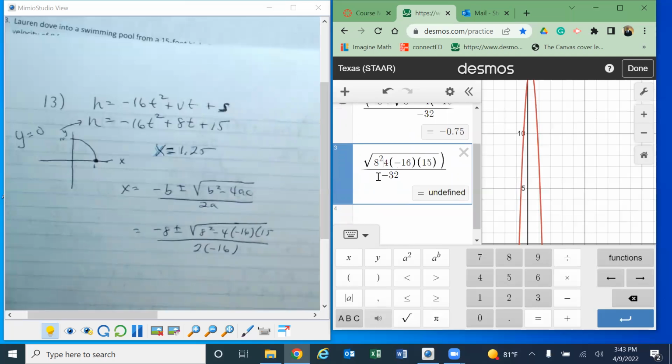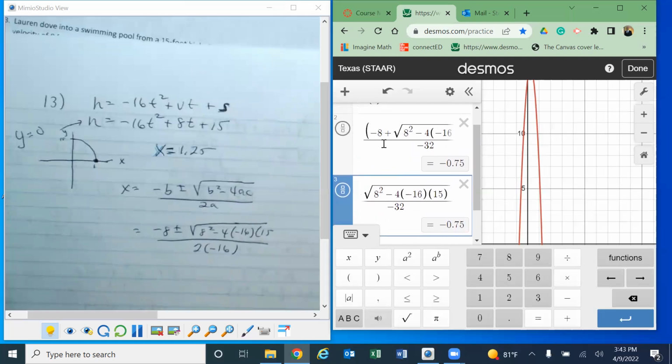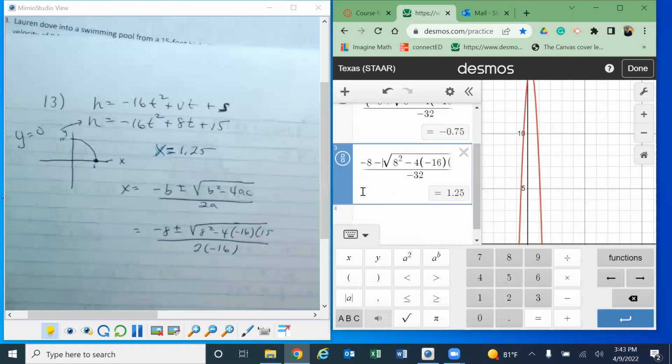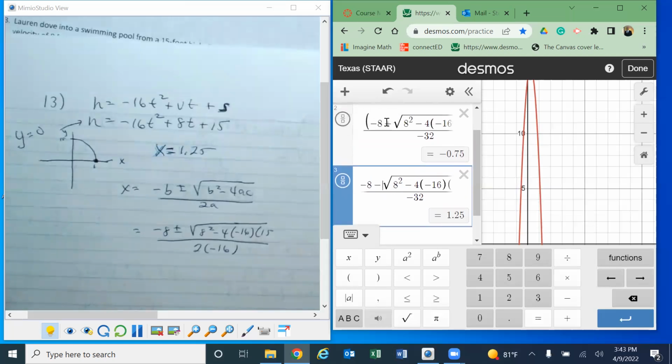Oh, I did the wrong one, didn't I? Minus. Oh, I see what's messed up. Right there. This is supposed to be a minus. There we go. Okay, I just had it. So I copied and pasted and I had to change. See how the beginning is a plus this and then a minus this goes plus and minus. Look at this one. This one's a negative 0.75. This one's a 1.25.